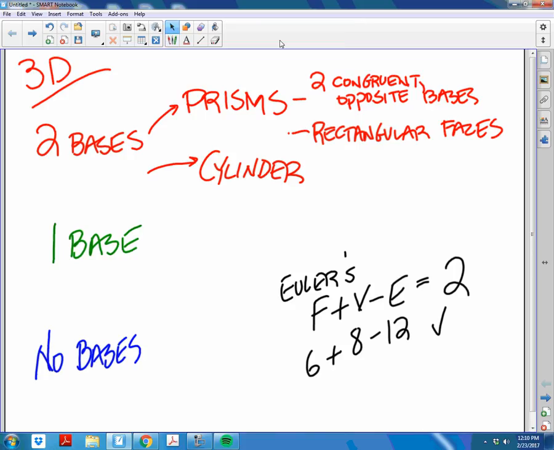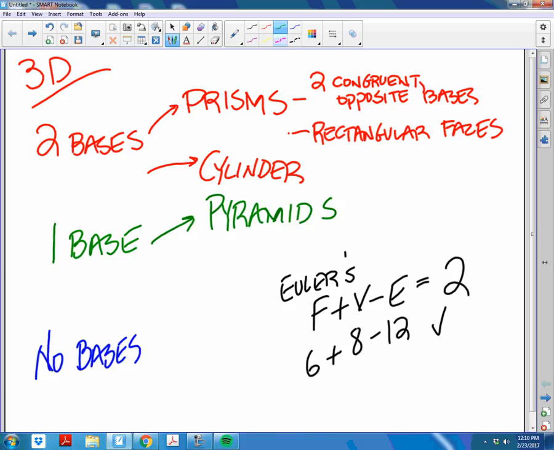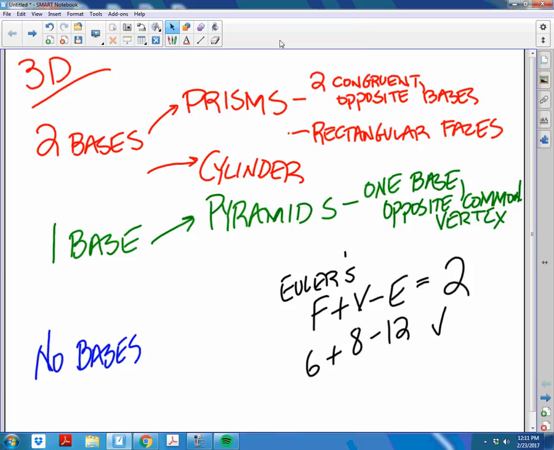Single bases. We'll start with our pyramids. Now, pyramids have a single base. They have one base. And what is called an opposite common vertex. They have an opposite common vertex.